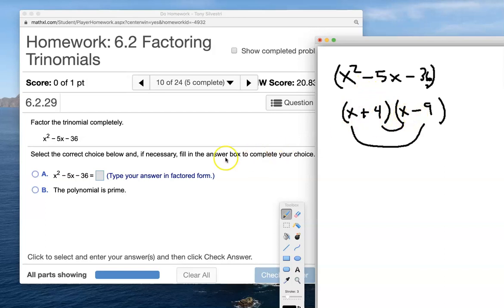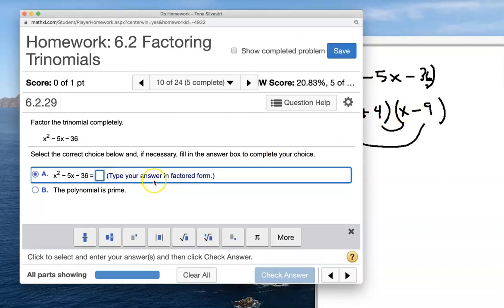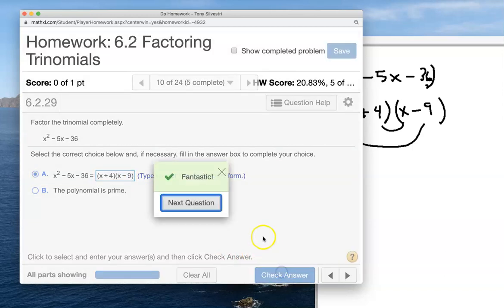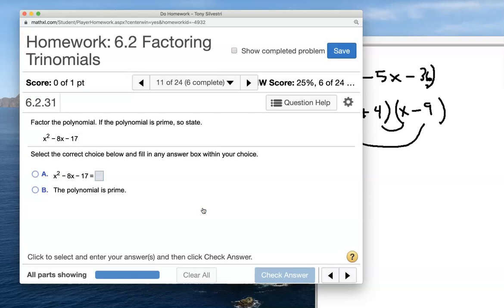I'm going with this guy. That's the correct answer right there. So I'm going to say x plus 4, x minus 9. Check your answer. Fantastic. Fantastic right there. Okay.